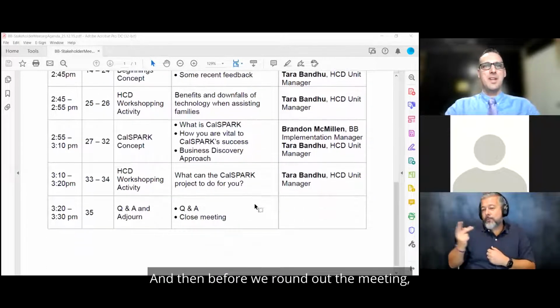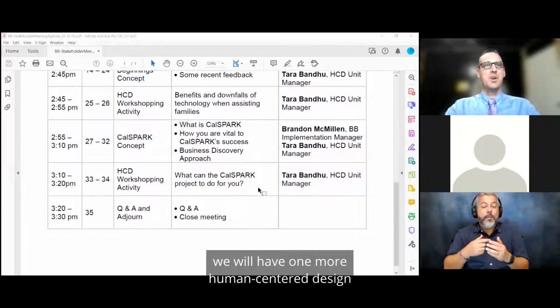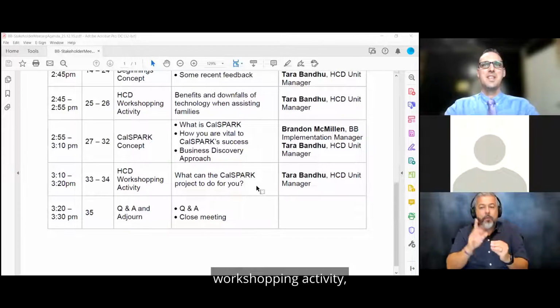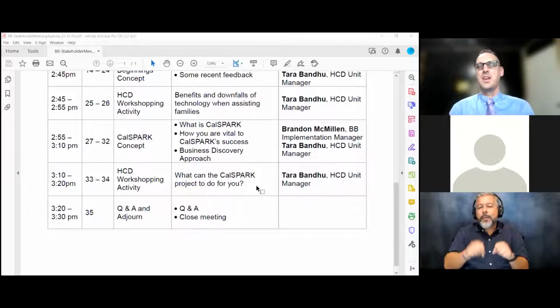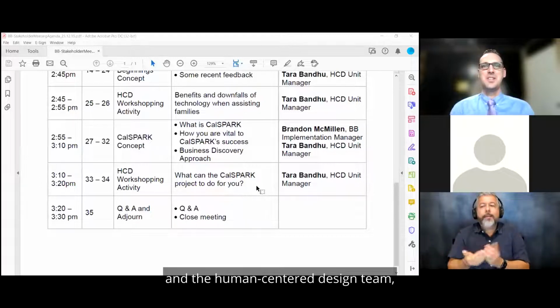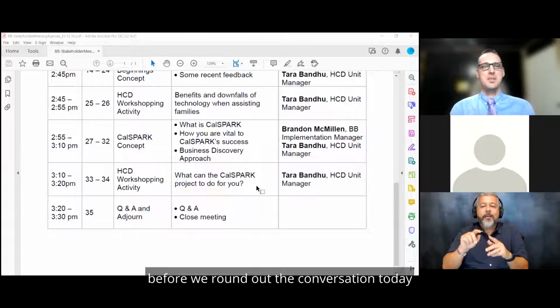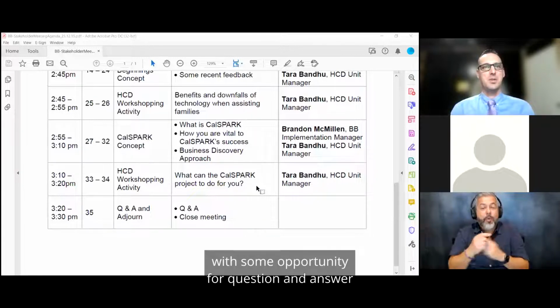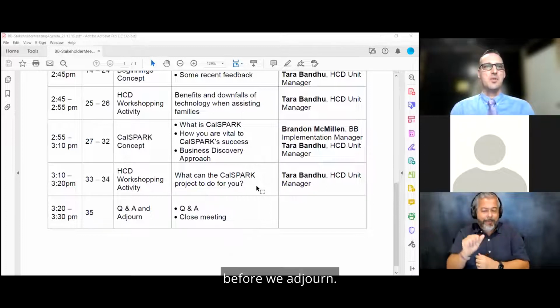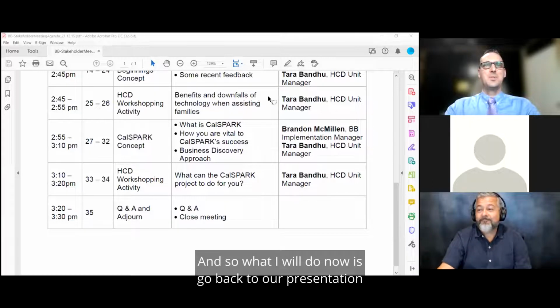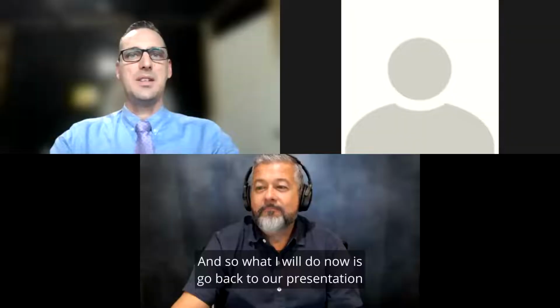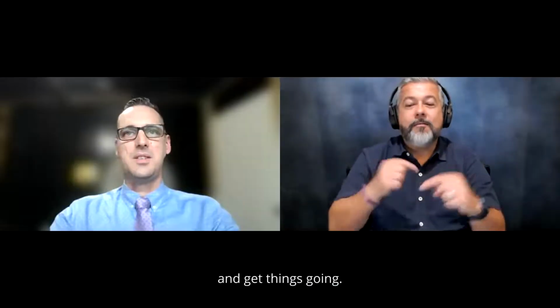And then before we round out the meeting, we will have one more human-centered design workshopping activity, kind of asking what Calspark can do for you. And that will again be led by Tara and the human-centered design team, before we round out the conversation today with some opportunity for question and answer before we adjourn. And so what I will do now is go back to our presentation and get things going.